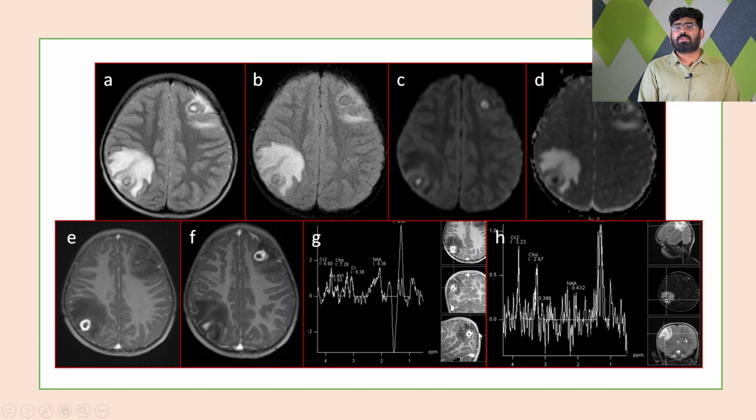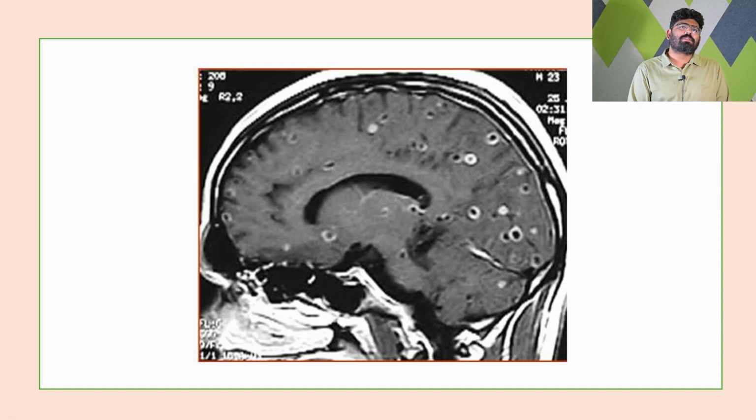Lipid peak is usual in MRS. You will see a lipid peak in tuberculosis. And this is another case, it should be similar. You will see multiple ring enhancing lesions, but here in a few of them you are able to see small nodules in them that can be a scolex.